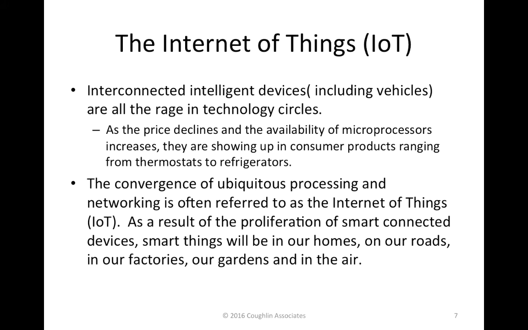The convergence of ubiquitous processing with networking is oftentimes called the Internet of Things, and as a result of the proliferation of smart connected devices, smart things will be in our homes, on our roads, in our factories, in our gardens and in the air.